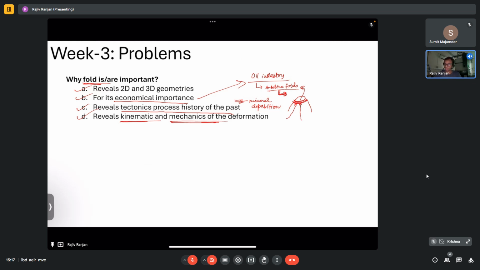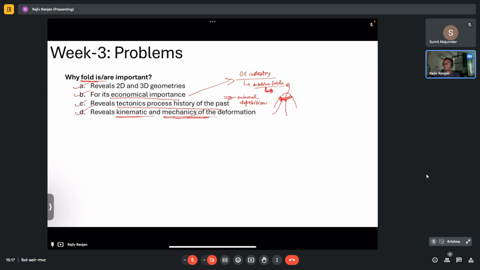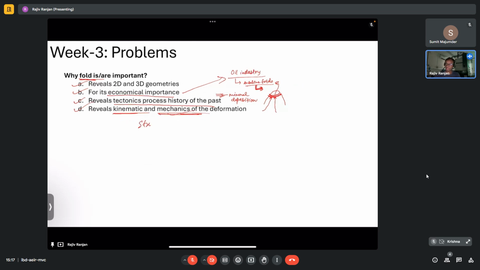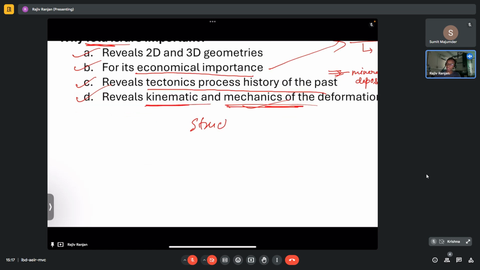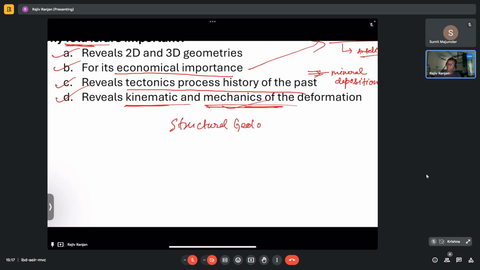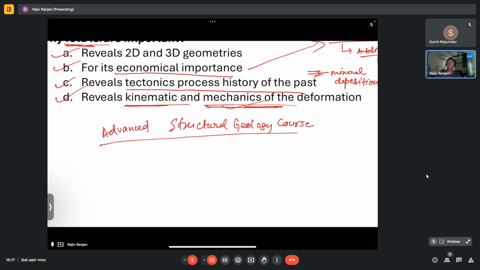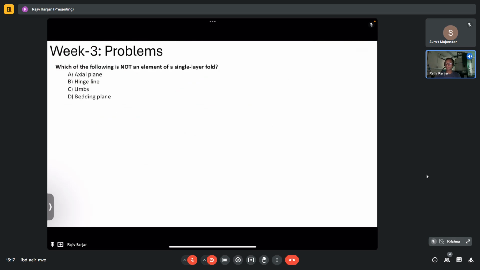Okay, so it helps us, it reveals also the kinematics and mechanics of deformations. This will be part of a structural geology course. So if you go through it, you will learn, especially if you study advanced structural geology, where you will learn in detail.